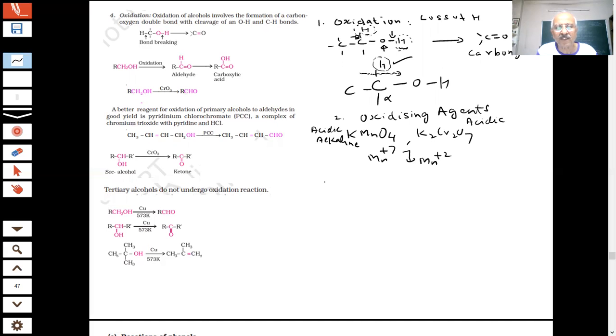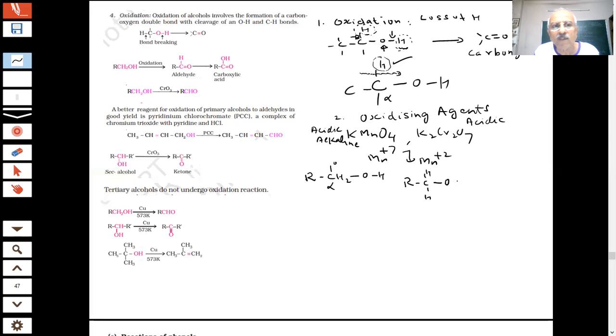The trouble will be this. If I have RCH2OH, this is my primary alcohol, 1 degree. Yes or no? Is it a primary alcohol, students? Yes, sir. There are hydrogens present at this carbon. This is the alpha carbon, the carbon next to the OH group. Next is called beta carbon and gamma, like that. Now there is a hydrogen here.